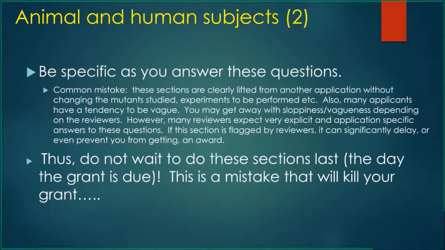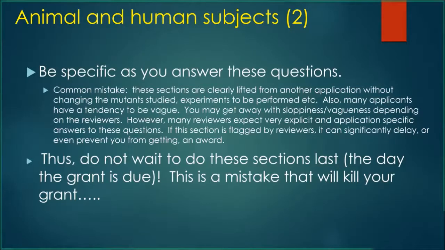The animal and human subject sections are, in fact, read by the reviewers, and if the human subjects or animal subject sections are not appropriately optimized for the application, that can be a huge red flag. I have seen applications submitted where it's an animal study where the nature of the mouse mutations being studied wasn't changed for the current application. The animal justifications for the experiments to be performed wasn't changed. The human subjects recruiting was based on a different disease than the one being studied, and so forth.